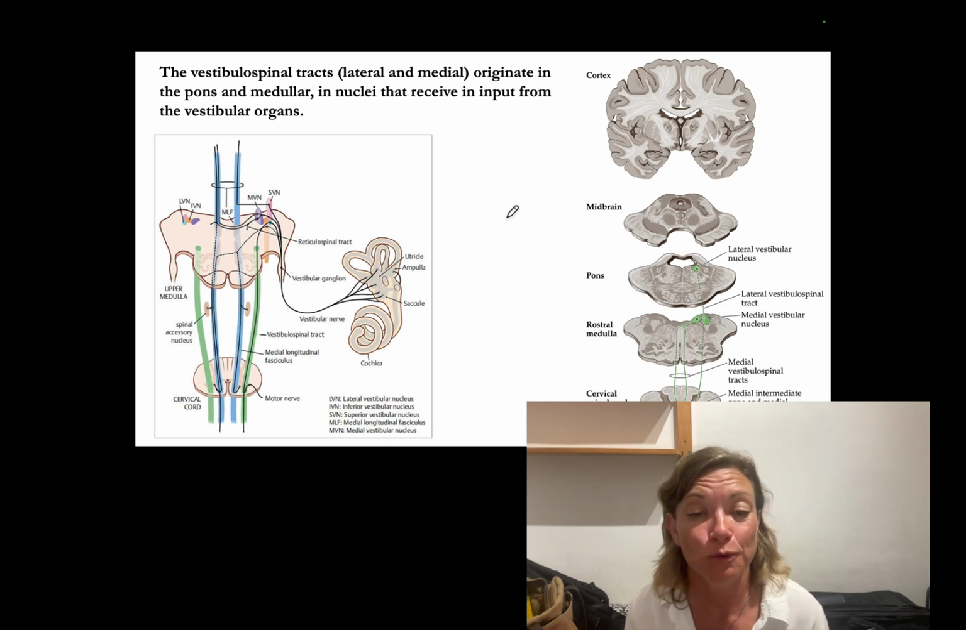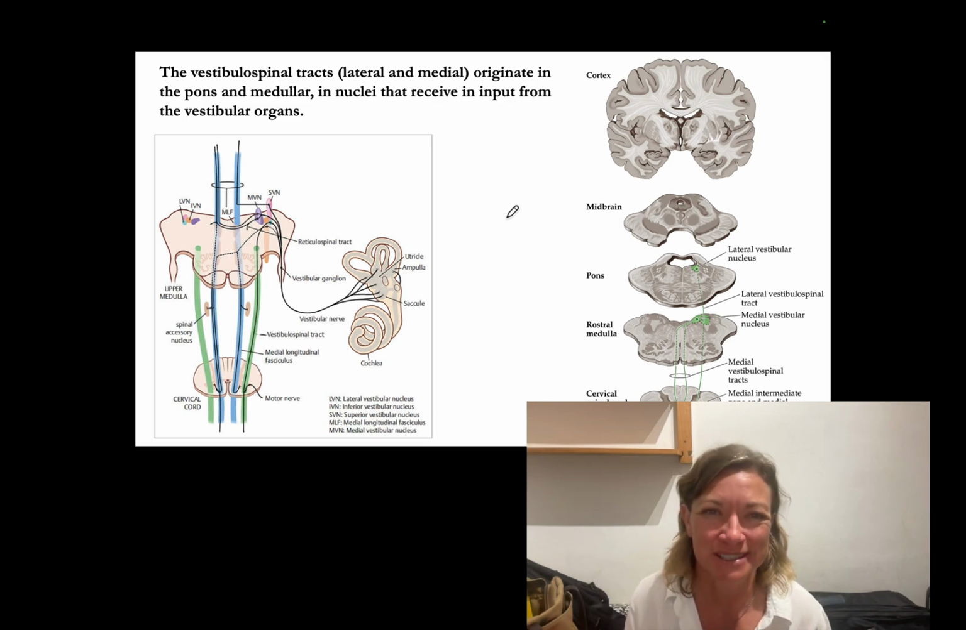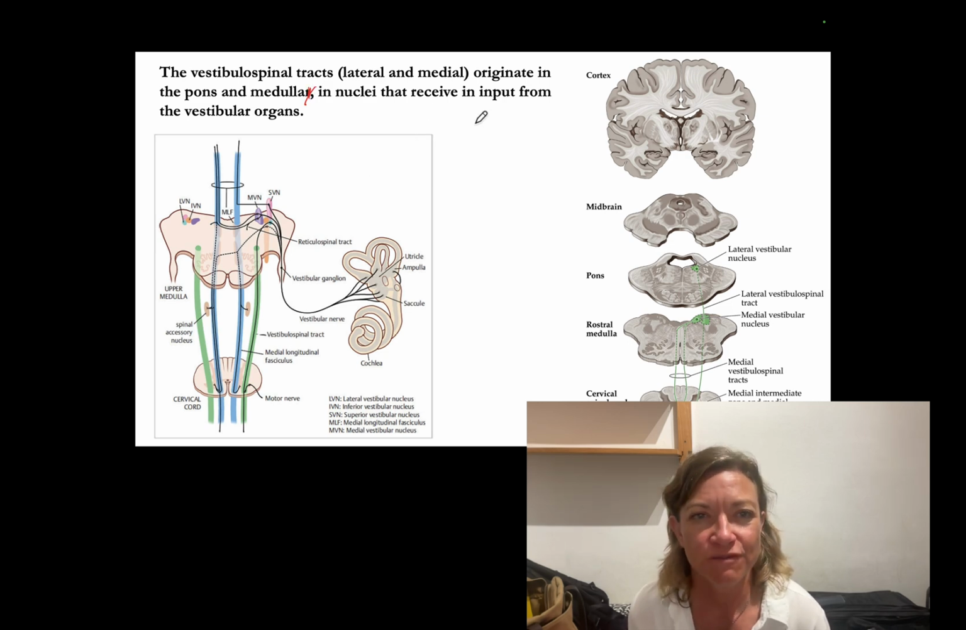And the vestibulospinal tract is actually 2 tracts, and confusingly, they are named lateral and medial, even though both are part of the medial motor systems category. They just happen to be lateral and medial relative to each other. So these nuclei originate in the pons and the medulla. Nuclei for these tracts, I wrote medullar in the medulla. There we go. In vestibular nuclei that receive input from, you guessed it, vestibular organs. So it's vestibular organs in the inner ear that send input to these brainstem nuclei.